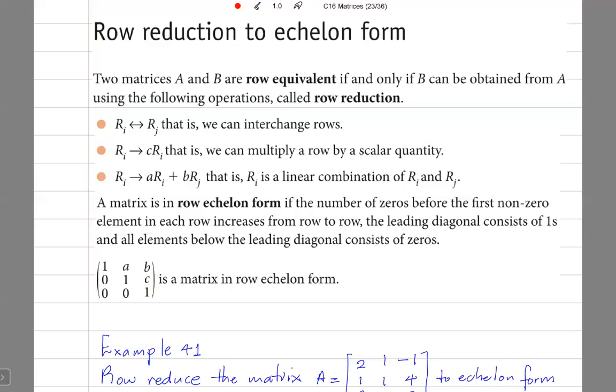So below this, we have a matrix that is in row echelon form. It says 1, A, B, 0, 1, C, 0, 0, 1 is a matrix in row echelon form. You'll observe the leading diagonal elements are all ones. All the elements below the leading diagonal elements are 0, and all the elements above it are non-zero or possibly non-zero.